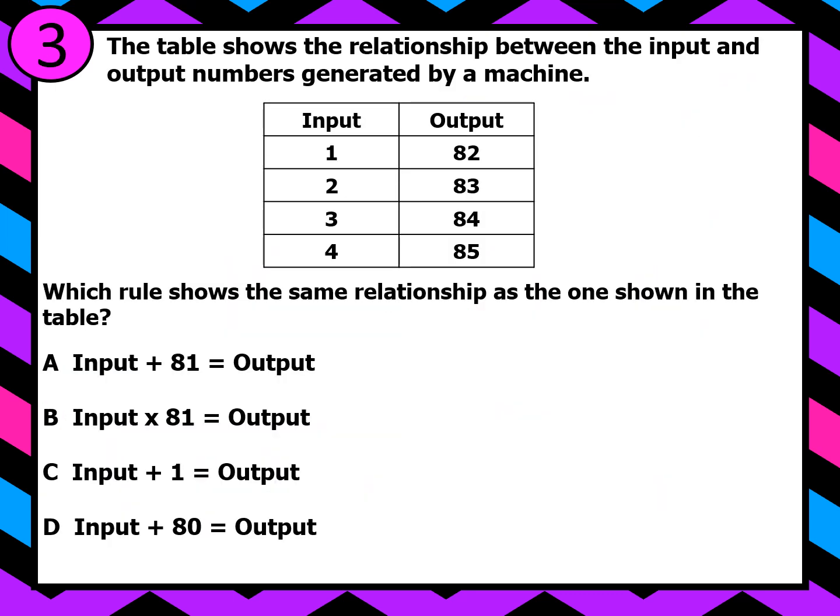The table shows the relationship between the input and output numbers generated by a machine. Input, output: 1 and 82, 2 and 83, 3 and 84, 4 and 85. Which rule shows the same relationship as the one shown in the table? You have 30 seconds to answer this question. Go!